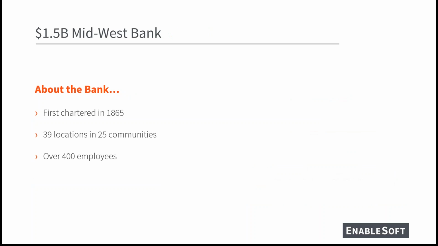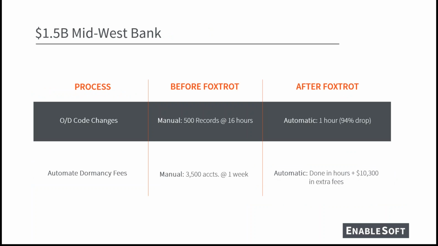So now we'd like to cover just two brief case studies before we get into a quick demonstration of Foxtrot. These are both customers, obviously. The first customer is a $1.5 billion bank located in the Midwest. This bank was chartered in 1865. It's got 39 locations in 25 communities throughout their service area, and they employ over 400 people.